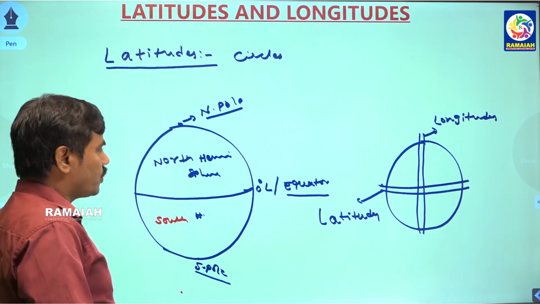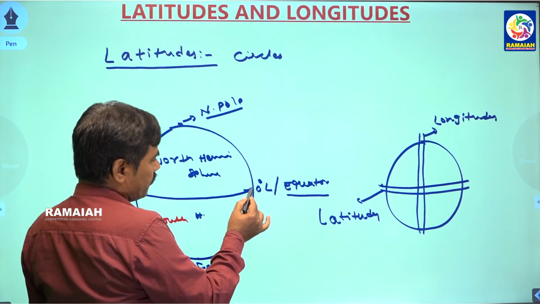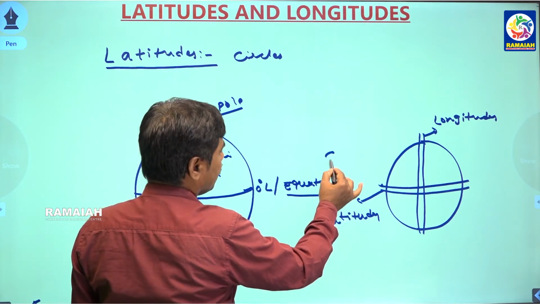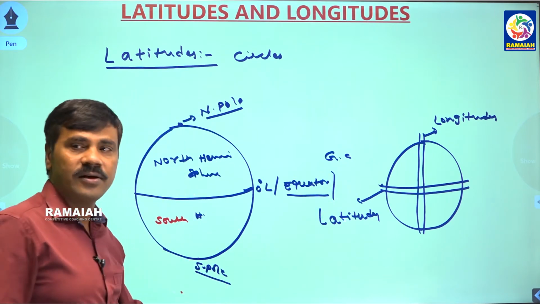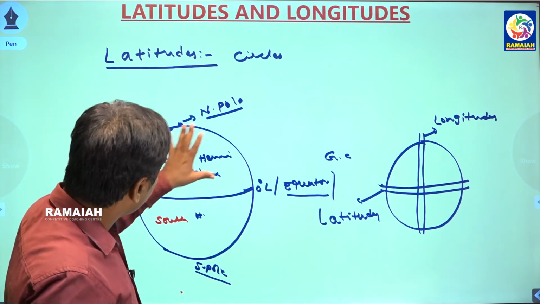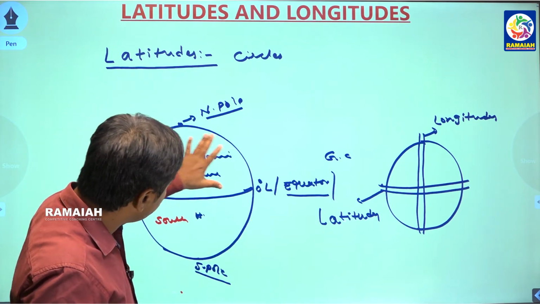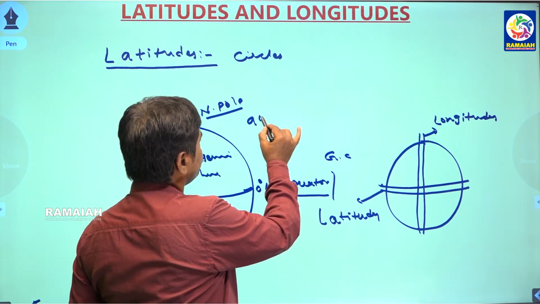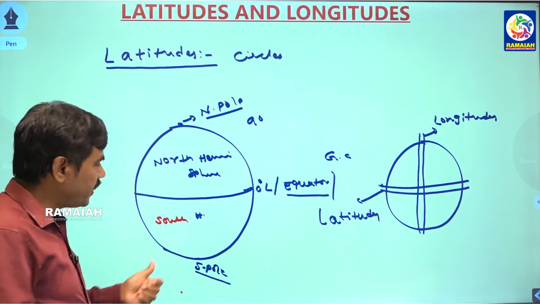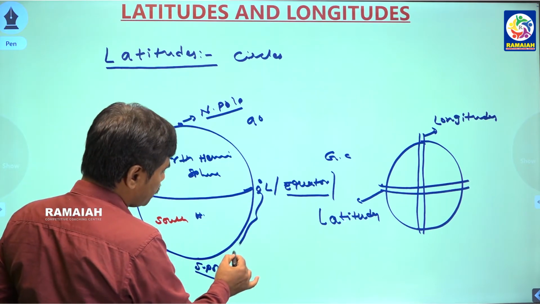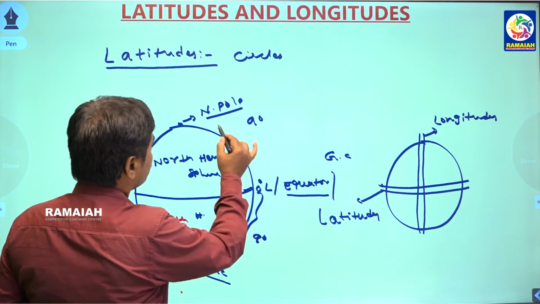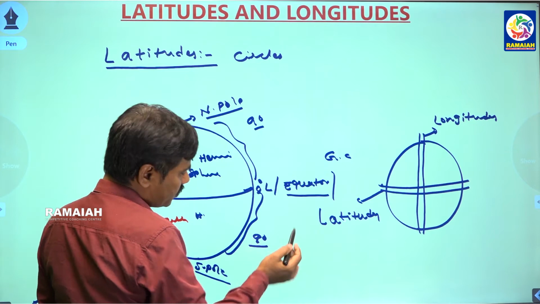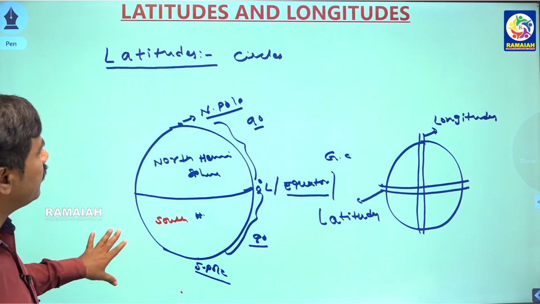On the earth surface, the biggest circle is the equator, which is also called the great circle. The north hemisphere is divided into 90 latitudes, and the south hemisphere is also divided into 90 latitudes.